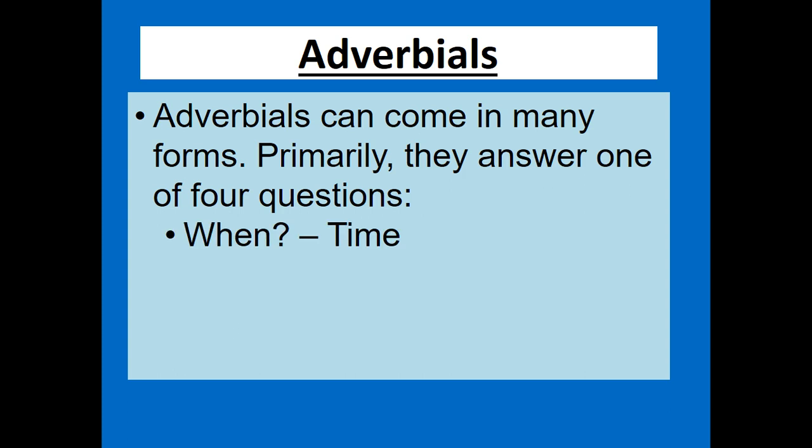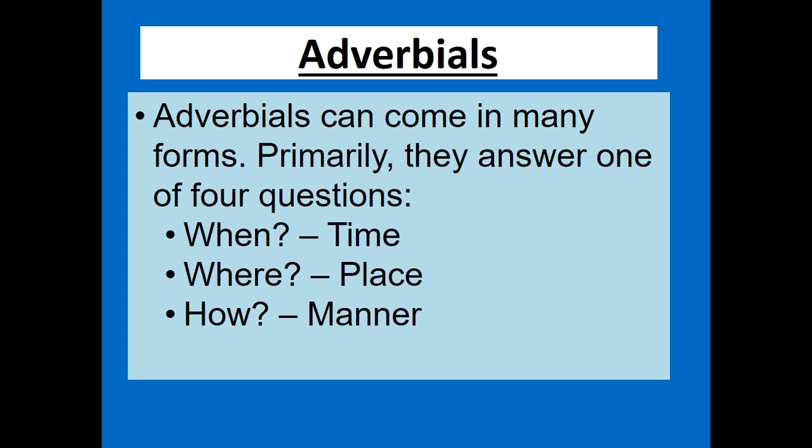Okay, quick recap on adverbials now. We're going to have a look at the different types of adverbials. This is important to note down because your activity, once we're done with the slides, is to remember and write down the different types of adverbials. So they answer one of four questions. These are the main four. When, so that's an adverbial of time. Where, an adverbial of place. How, an adverbial of manner. And then how often, which is an adverbial of frequency.